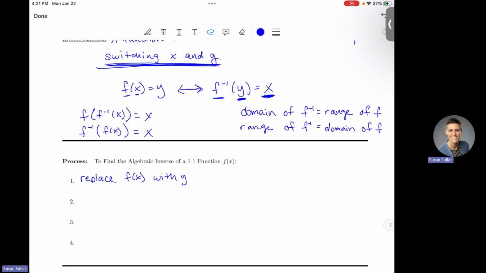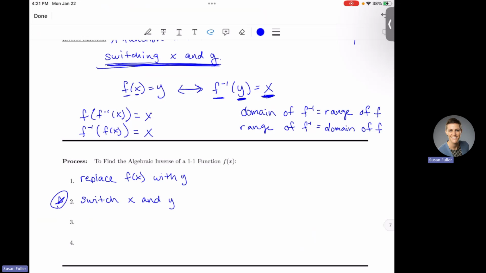This is just so that your brain can see where y is, and that way, when you go to switch x and y, it'll be easier to see where y is. If you don't do the first step and replace f of x with y, it just might be harder for your brain to see where y is. But the big thing that we need to do here is switch x and y, because that is what our inverse function does.